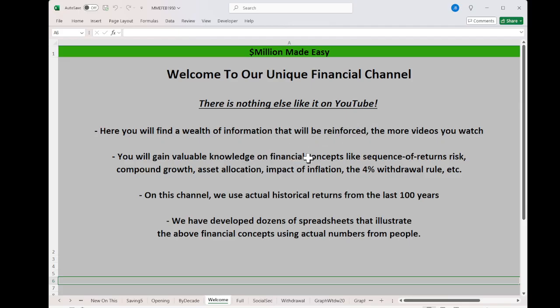We show you financial concepts like sequence of returns risk, compound growth, the importance of your asset allocation, the impact of inflation it can have on your nest egg, the 4% withdrawal rule. We also take into account Social Security.